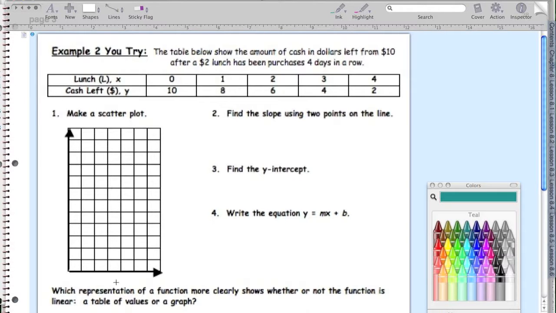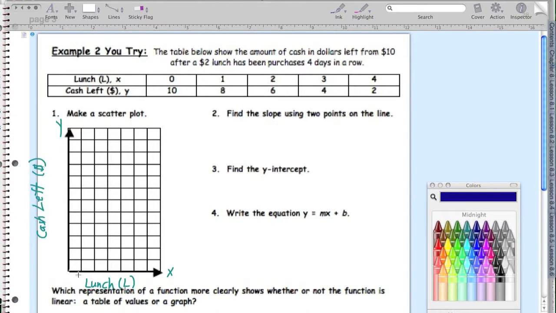So my X is lunch, so this is how many lunches were had. So I'm going to write down how it's labeled on my X-axis. My Y is cash left, so that's going to be my Y-axis in dollars. First thing I want to do is make the scatter plot. Scatter plot means I just plot my points.